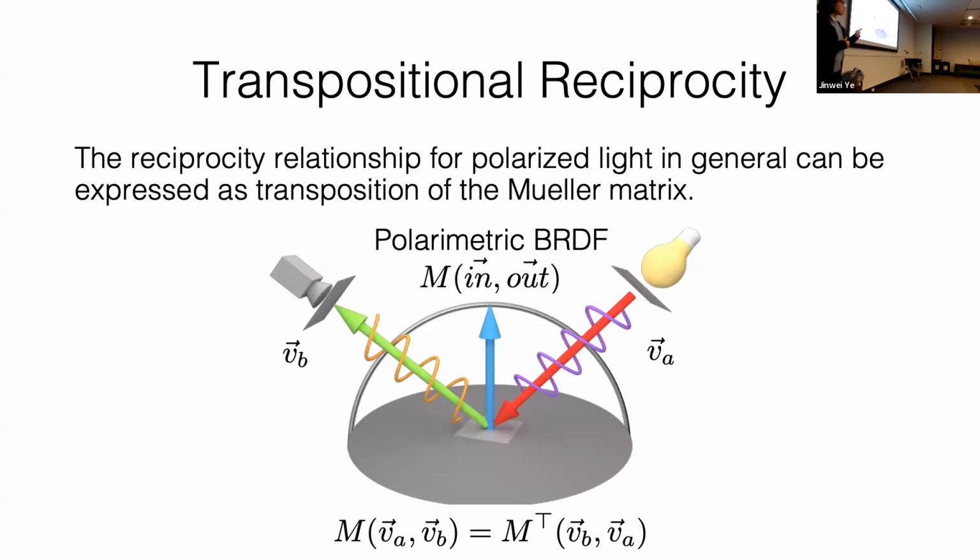Wait, yes. What is this n multiplied with the 4 Stokes? Right. So what is here?